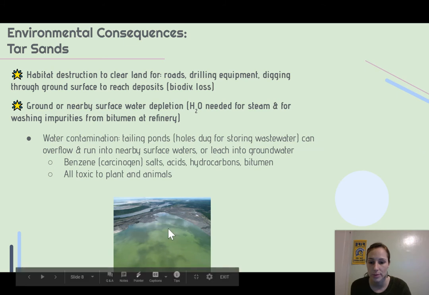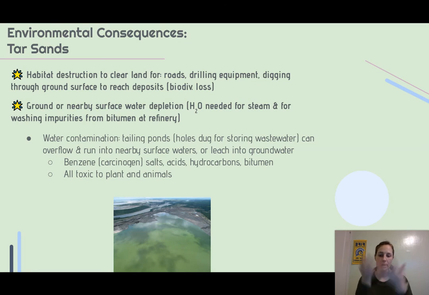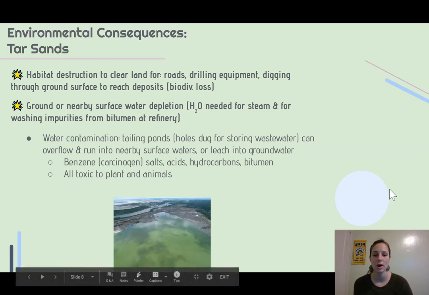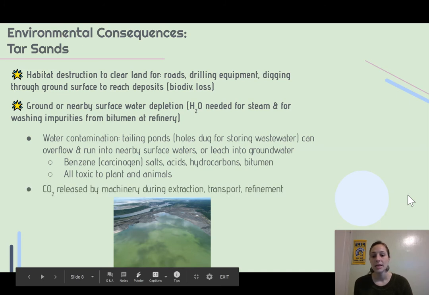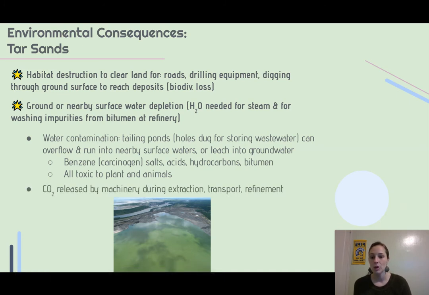So this is going to be an example of what these tailing ponds can look like. And clearly it's going to be pretty easy for that to flood and get into other local waterways. Additionally, you are going to have carbon dioxide released by all of this machinery that is used for extraction, transport, and refinement.